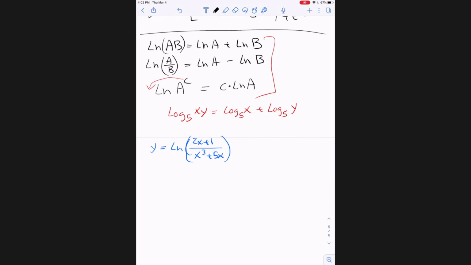So if I try to do this problem the same way as I did all the other ones, I say, all right, this is natural log of happy face. So the derivative would be happy face goes on the bottom, which is 2x plus 1 over x cubed plus 5x. And then the derivative of it goes up top. Well, now I got to use the quotient rule. So it's like bottom times the derivative of the top minus top times the derivative of the bottom, all over bottom squared.